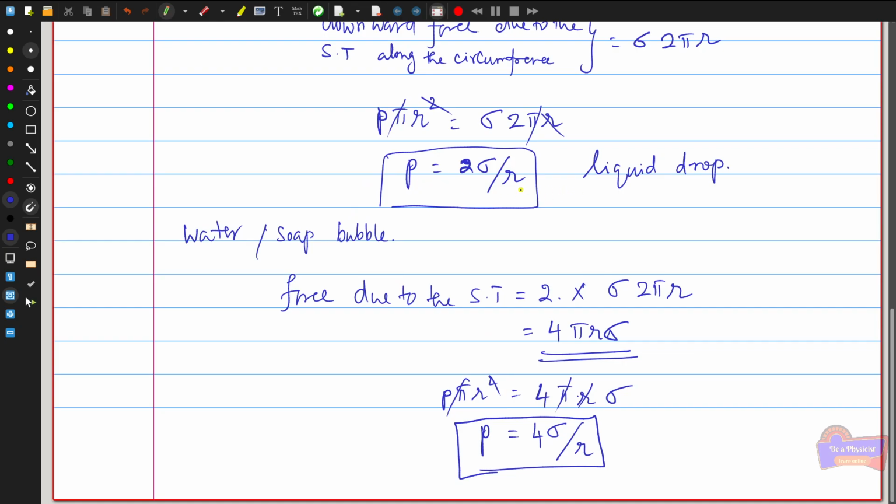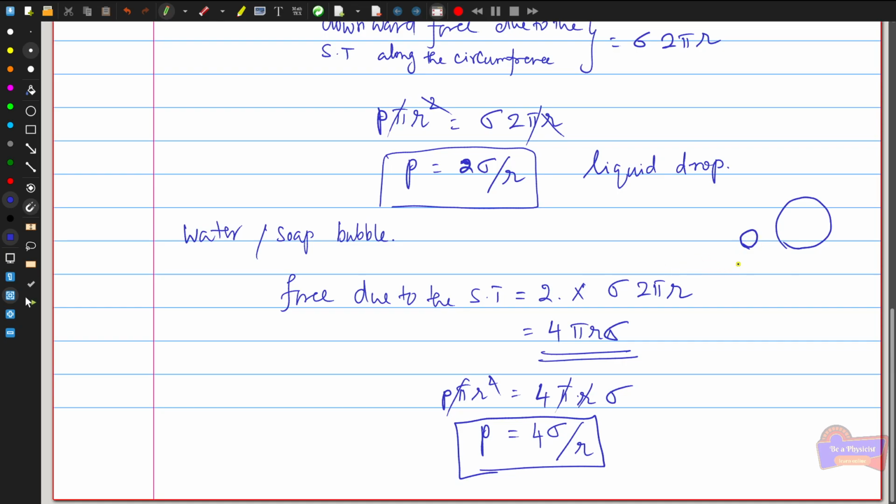However, for a liquid drop, the excess pressure is 2σ divided by R. From these two expressions, we can easily identify that the excess pressure is inversely proportional to the radius R. That means the excess pressure inside the drop or a bubble is inversely proportional to the radius. Therefore, the pressure needed to form a very small bubble is very high. If you consider two liquid drops, one small and another large, the smaller one has the larger excess pressure inside.